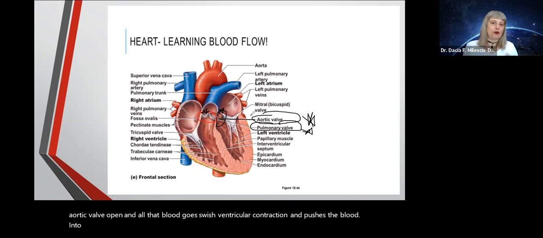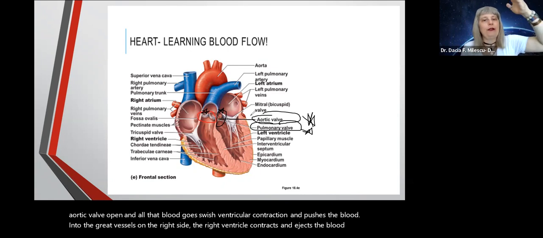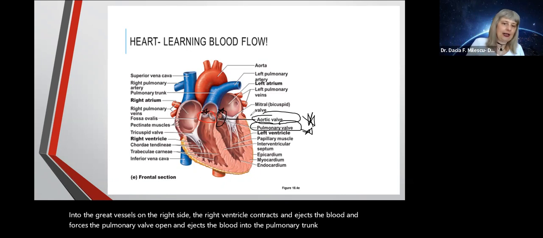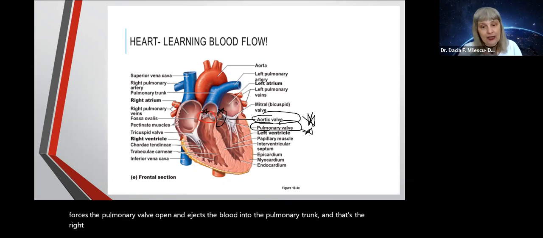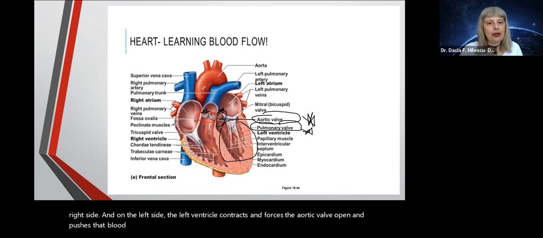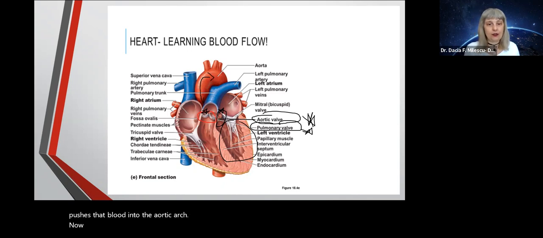into the great vessels. So on the right side, the right ventricle contracts and ejects the blood and forces the pulmonary valve open and ejects the blood into the pulmonary trunk. And that's the right side. And on the left side, the left ventricle contracts and forces the aortic valve open and pushes that blood into the aortic arch.